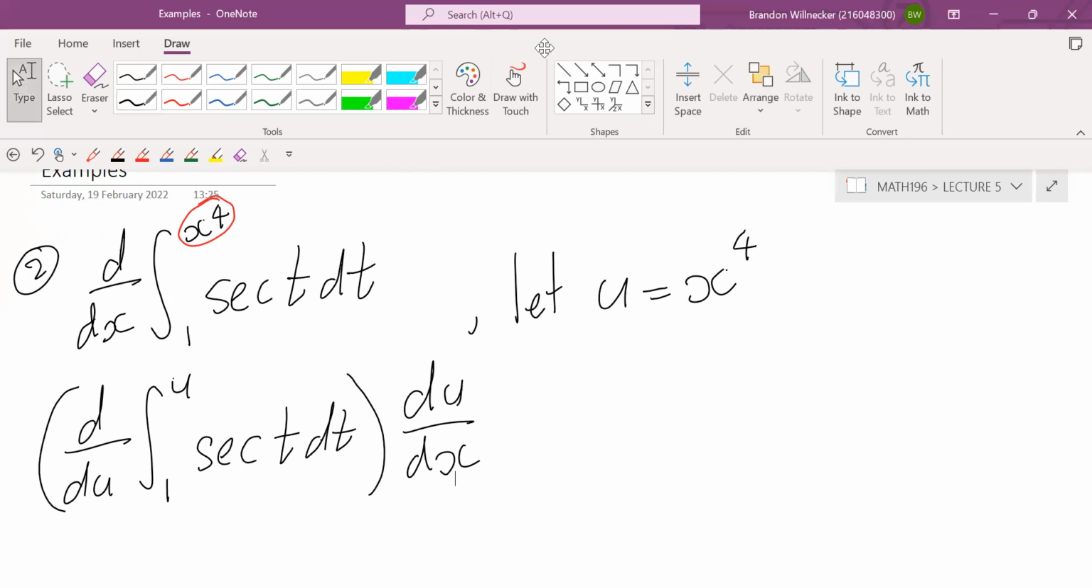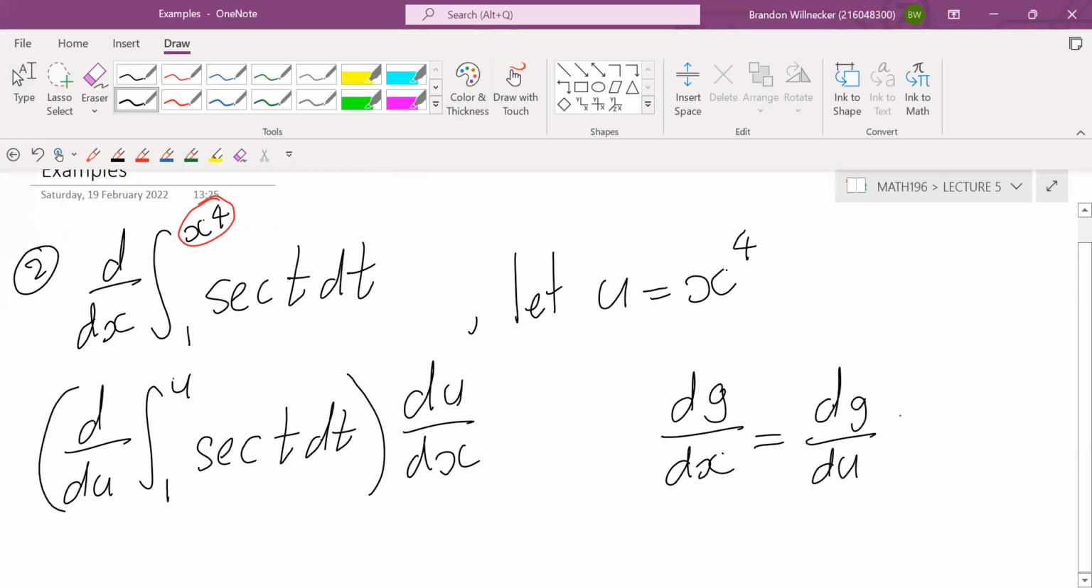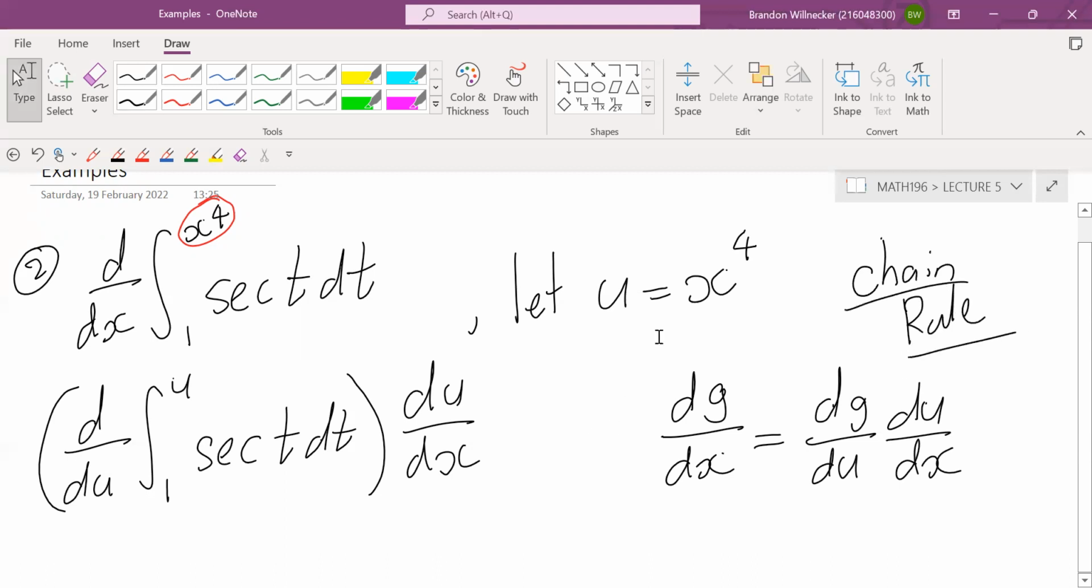Remember, if you're changing the variables like this, you're going to have to use the chain rule, because something like dg by dx, which is what we want if we define that integral as g, is equal to dg by du, but then remember we also need du by dx. So remember, that's the chain rule. That's exactly what we're doing over here. We're differentiating by u, which is this first part. So d by du, the integral from 1 to u sec of t dt. But remember, we need to use the chain rule, so we also need du by dx.